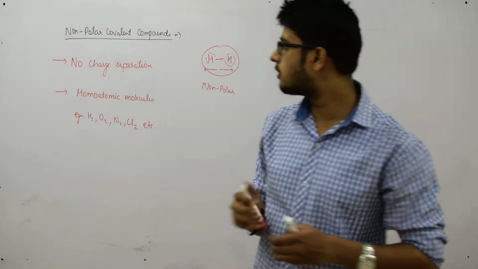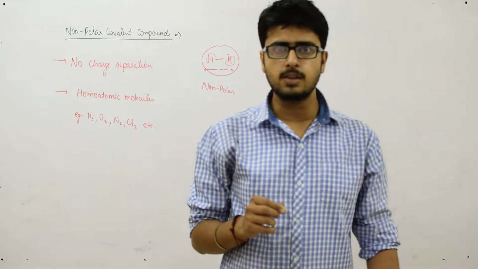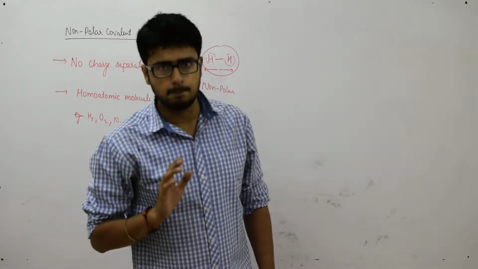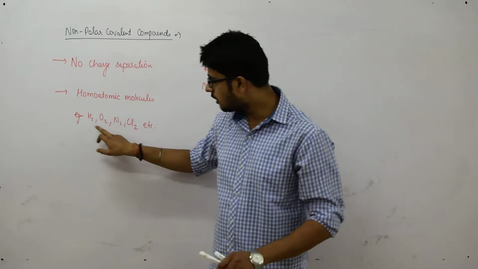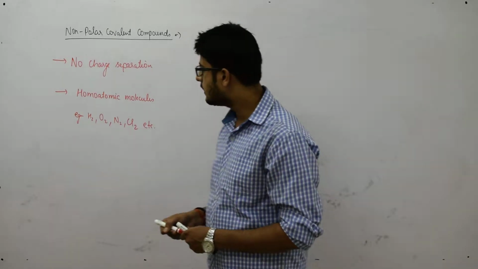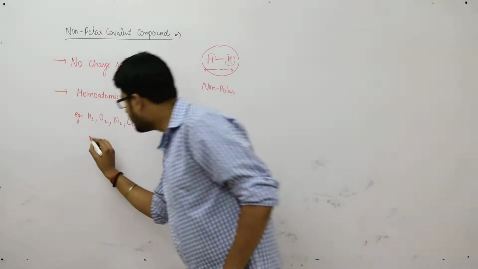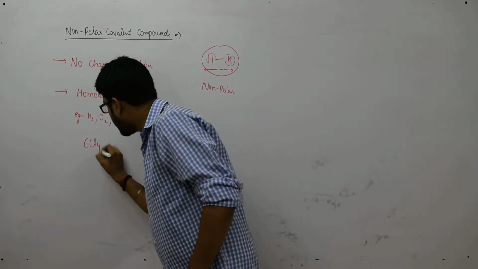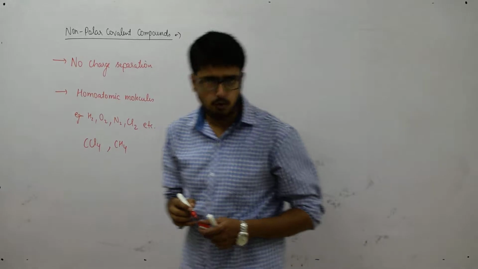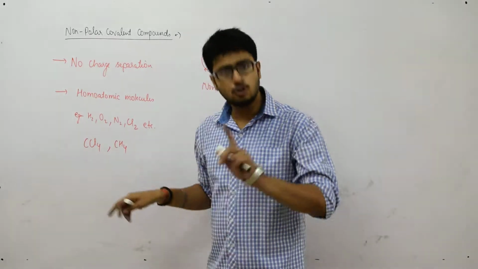So we studied two points about non-polar covalent compounds. First, there is no process of charge separation, and second, all the homoatomic molecules are always non-polar covalent compounds. For example, hydrogen, oxygen, nitrogen, chlorine. But there are two more examples which are not homoatomic, but they are non-polar covalent compounds. One is carbon tetrachloride, CCl4, and the other is methane, CH4. They are both not homoatomic, but still they are non-polar in nature.